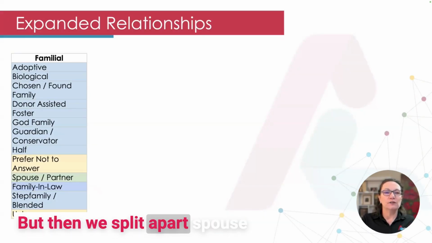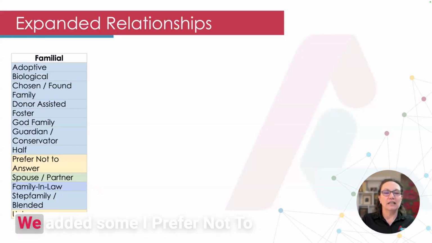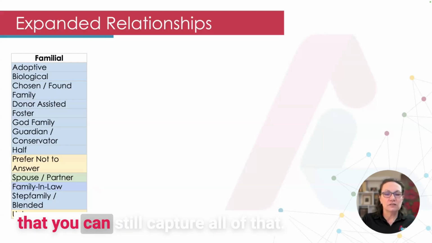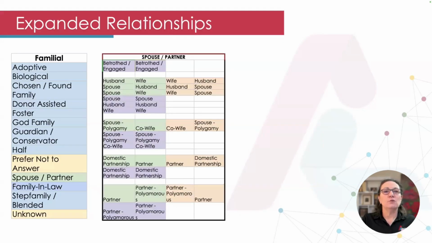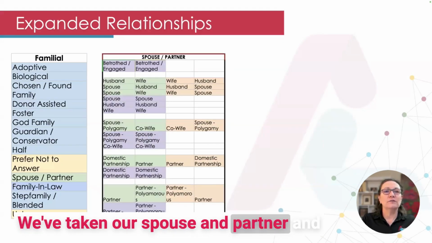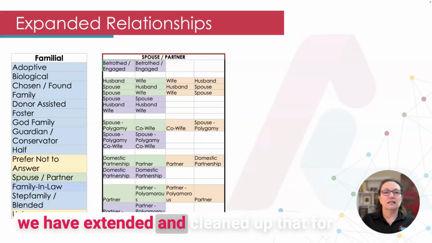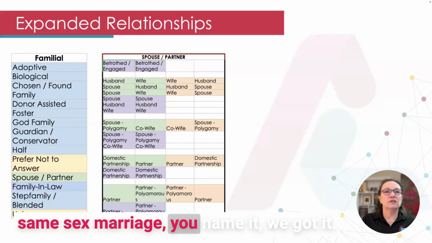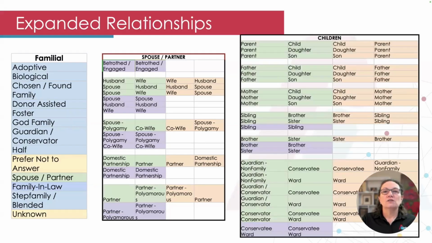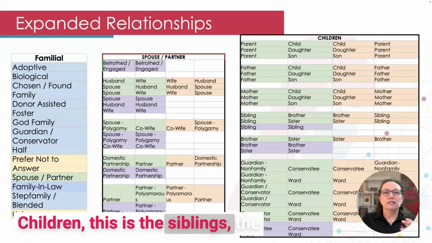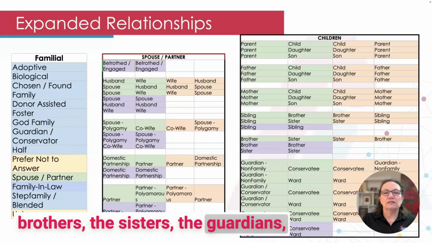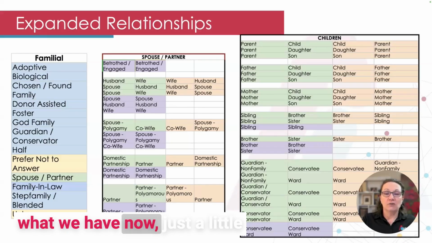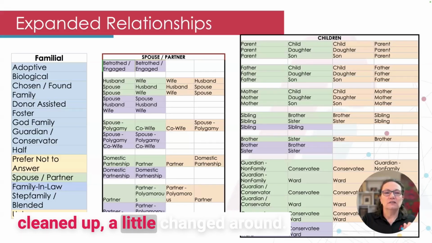But then we split apart spouse and partner and family-in-law. We added some "I prefer not to answer" and some "I don't know" options so that you can still capture all of that. We've taken our spouse and partner and we have extended and cleaned that up for your domestics, your polygamists, your same-sex marriage, you name it, we got it. Children, this is the siblings, the brothers, the sisters, the guardians, the conservators, the wards. A lot of this is still very much what we have now, just a little cleaned up, a little changed around.